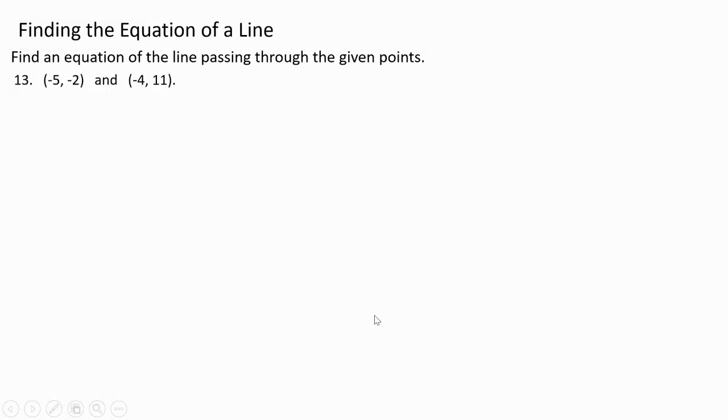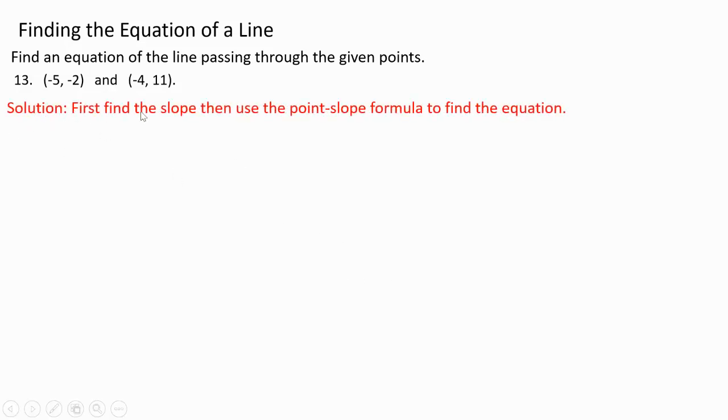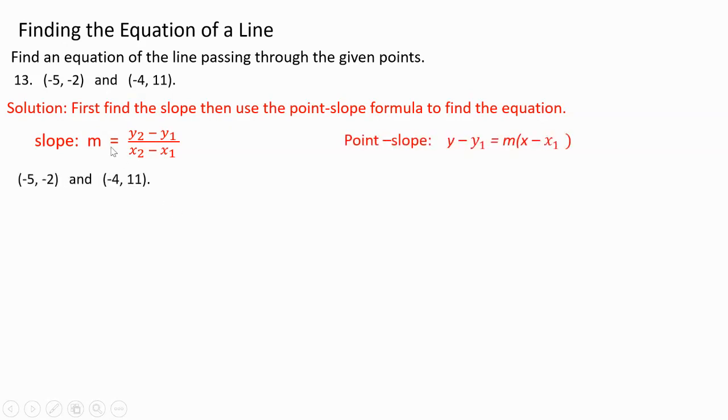Okay, now, number 13. Number 13, we're finding the equation of a line. So for number 13, we actually have to find the slope, and then we have to use the point slope formula. Let me show you what I mean by that. Solution: first find the slope, then use a point slope formula to find the equation. So before, this is the slope formula, and this is a point slope formula. So before, let's see if it's going to be a 0 or undefined slope. If we notice, the x's do not repeat, and the y's do not repeat either. So in this case, we have to do the work.